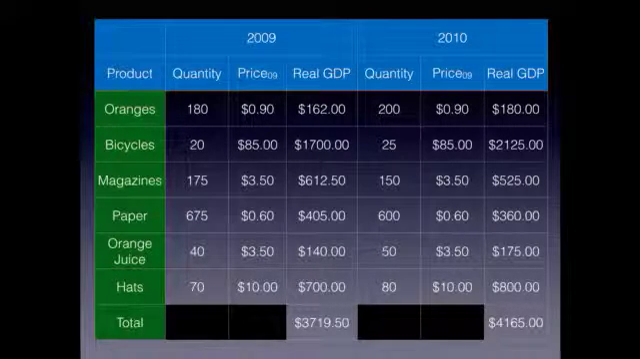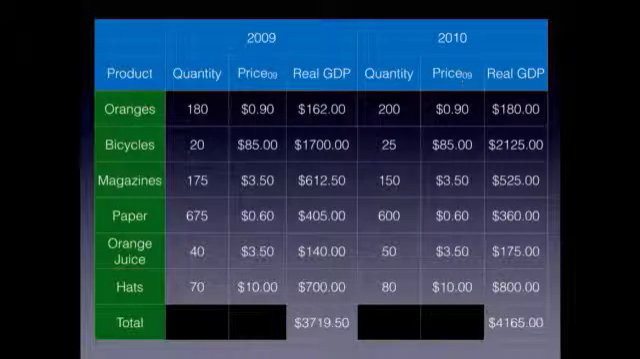So if you can see here, I moved back to the original table that I had. So the quantities do vary from 2009 to 2010. The difference is that I am now calculating real GDP, and I'm using 2009 as the base year. So that means regardless of the year that I calculate real GDP, I'm going to use the price level in 2009. So we do the same process. We do the quantity of oranges multiplied by the price of oranges, and that will give us the final value of oranges that were produced.